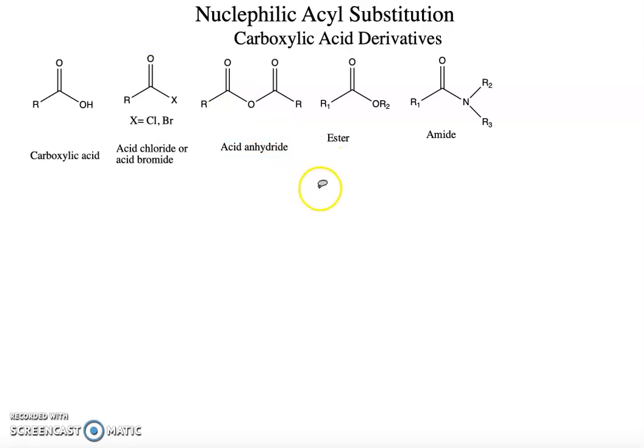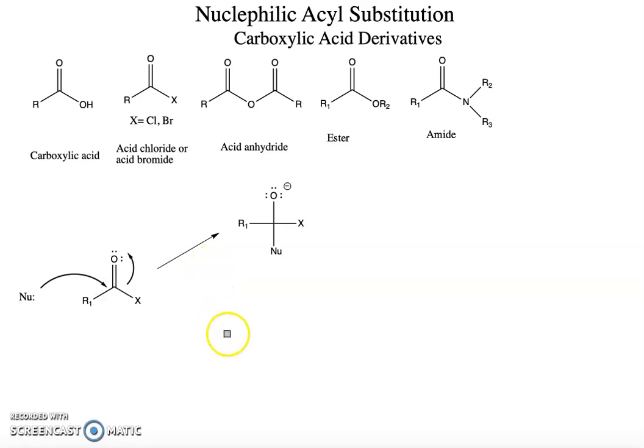So let's look at how these react in the nucleophilic acyl substitution reaction. In the nucleophilic acyl substitution reaction, we have some carboxylic acid derivative, and we have a nucleophile. The nucleophile attacks the carbonyl carbon. The electrons move up from the double bond, move up onto the oxygen, and we get a tetrahedral intermediate that looks like this.